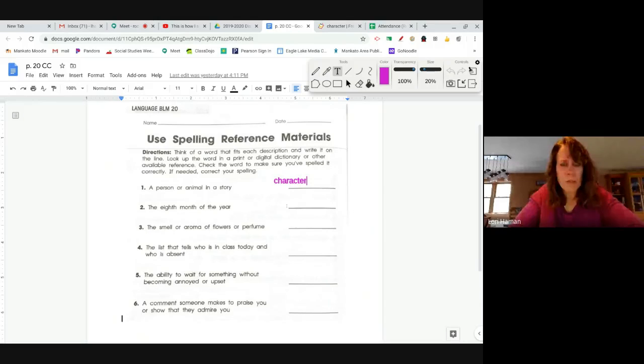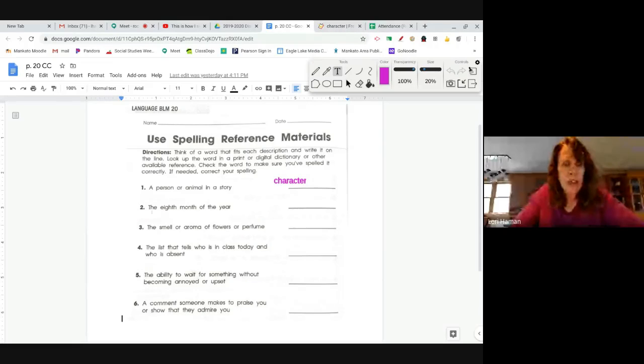So if I check my spelling here, I notice up in my top tab here where my dictionary was, character is still the word that I was on. So I can copy exactly the letter order that's there. All right. Let's go on to number 2.